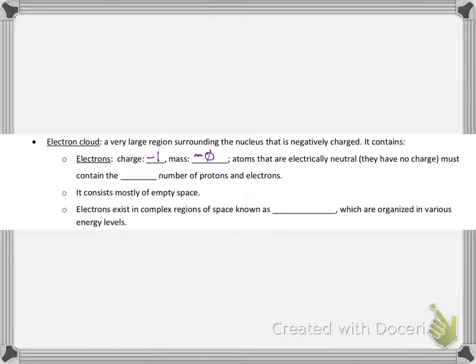So, the idea is that if you have something electrically neutral, an atom that is not positive and not negative, it must have an equal number of protons and electrons, so the charges cancel. Because electrons are so tiny, and the electron cloud is so huge, it's actually mostly empty space. Crazy, but true. Now, the actual specific regions in space the electrons are found in are called orbitals, and we will go more into those shortly.